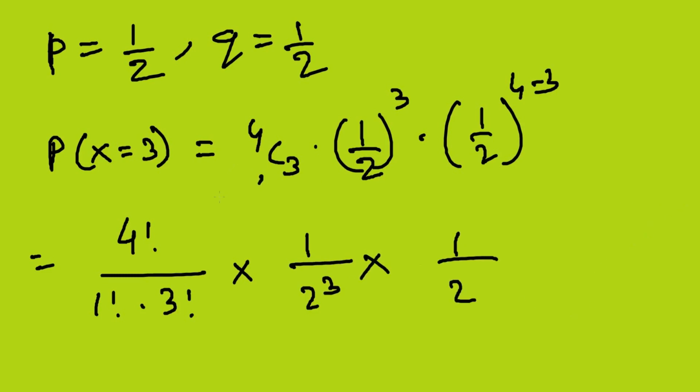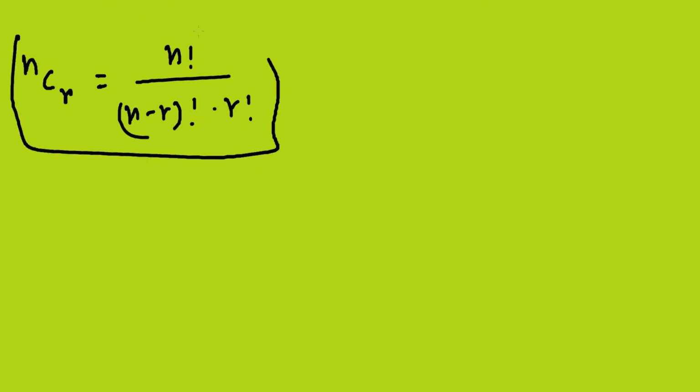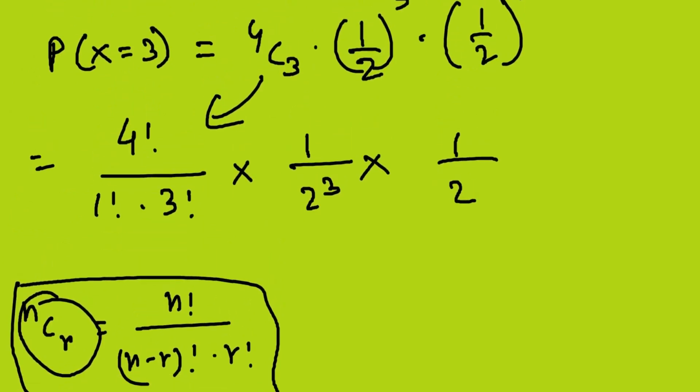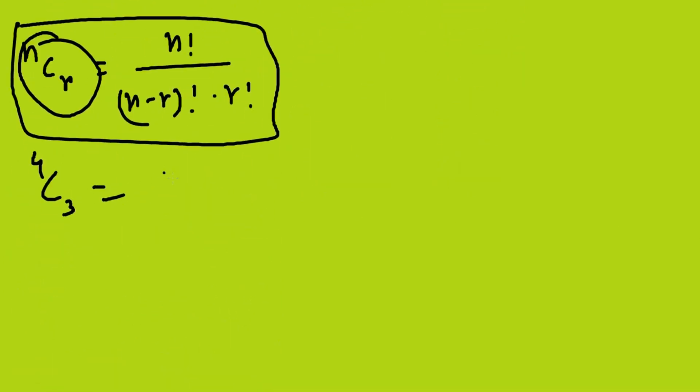So this 4C3, let me write it over here. NCR is written as n factorial divided by (n minus r) factorial times r factorial. This is how we can expand this NCR. So what is n? N was 4 over here, and what we were trying to solve is 4C3. So 4C3 becomes 4 factorial by (4 minus 3), which is 1 factorial, times 3 factorial. This is what we have.